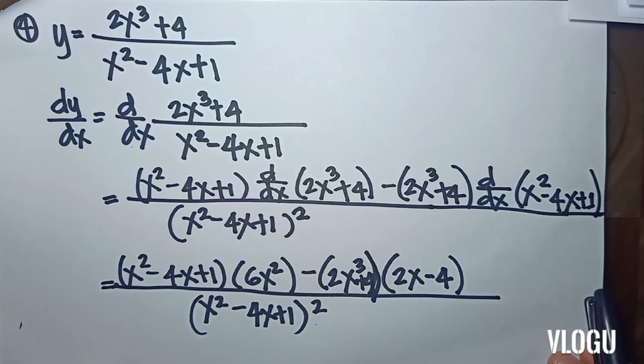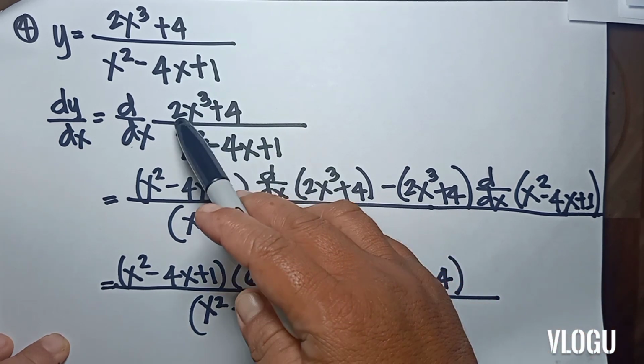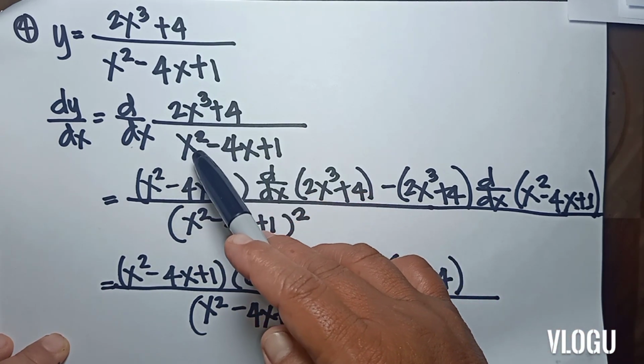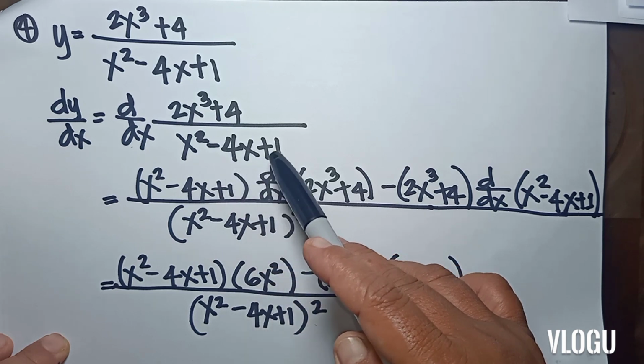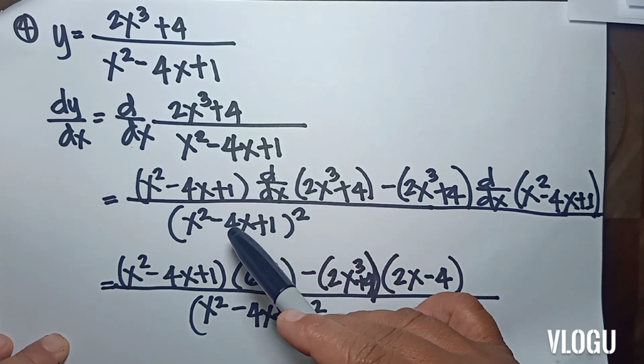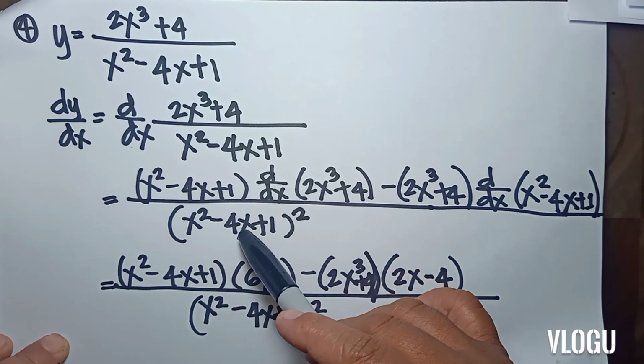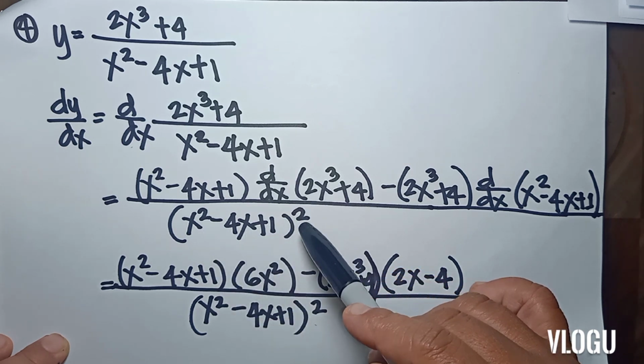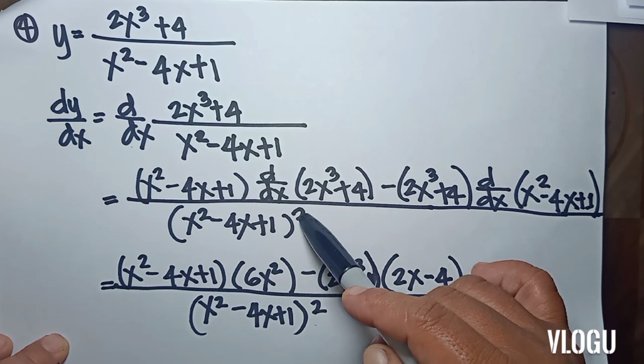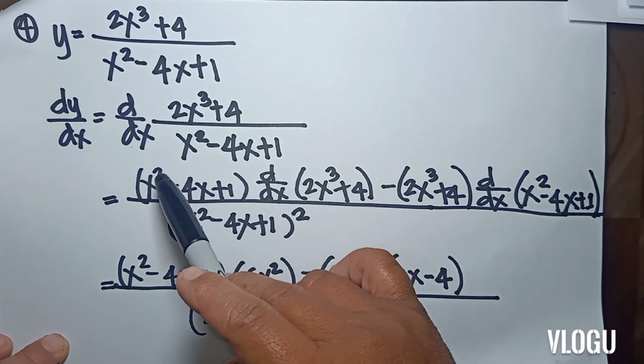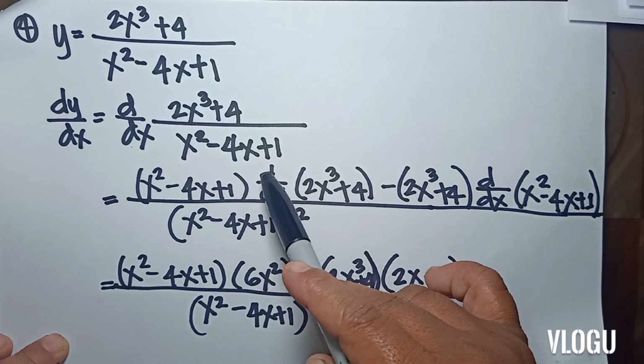Okay, the next example, that is y is equal to 2x cubed plus 4 over x squared minus 4x plus 1. So dy/dx, d/dx of 2x cubed plus 4 over x squared minus 4x plus 1. So we start with x squared minus 4x plus 1 squared as your denominator. So we are going to square the denominator.